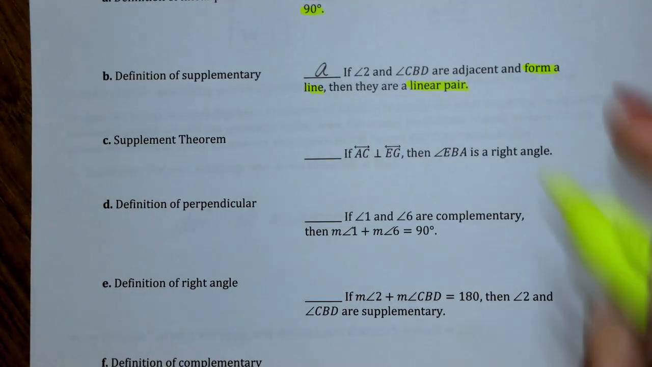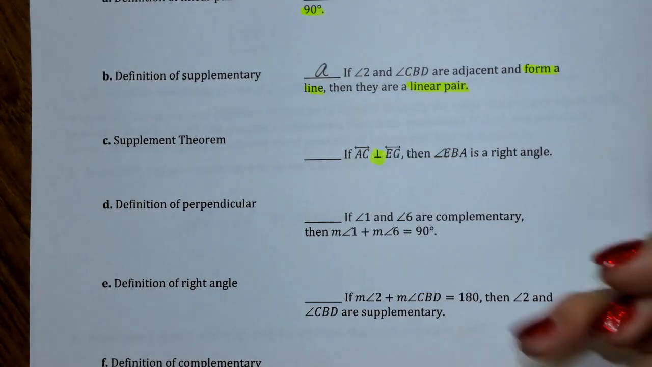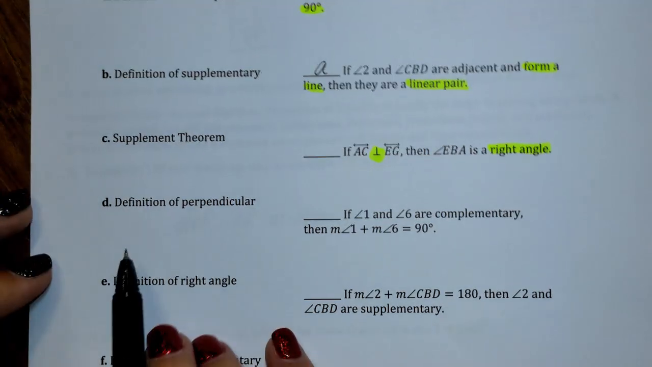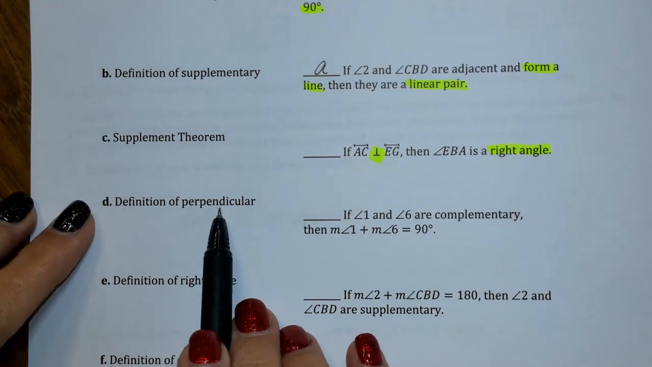The next one, we already did the linear pair. We have that upside down T again, giving us perpendicular lines forming a right angle. Again, this one, know the symbol. You don't need to look through the page. We automatically know it's going to be perpendicular.